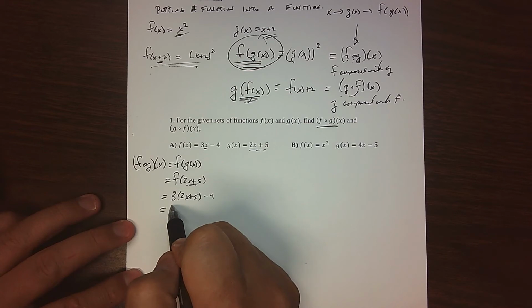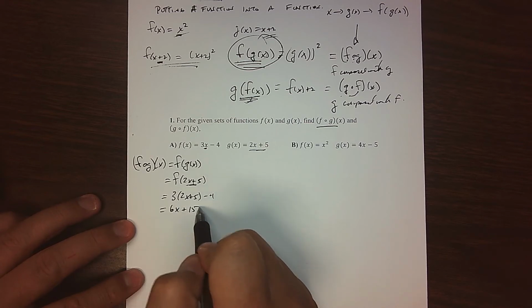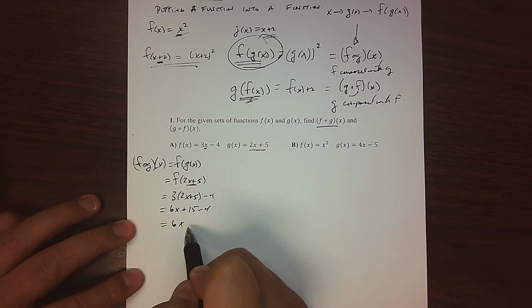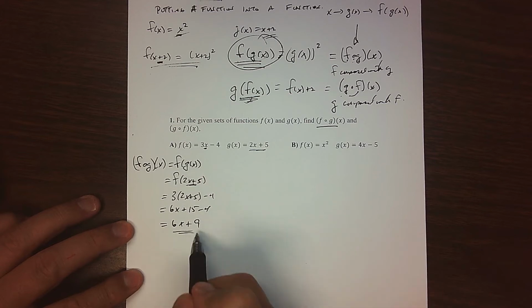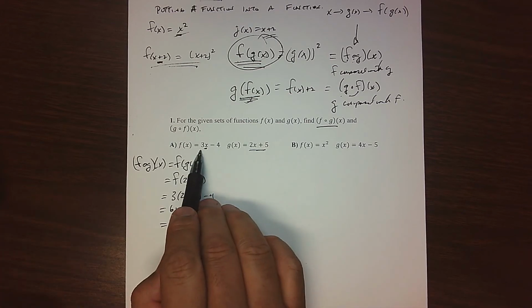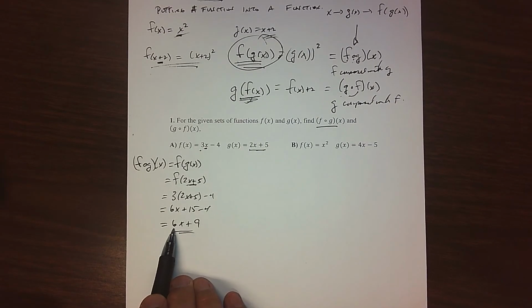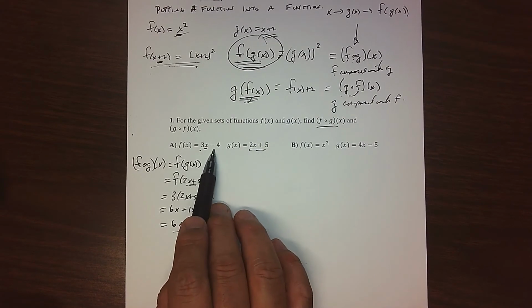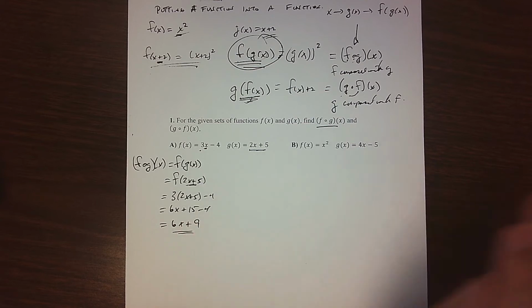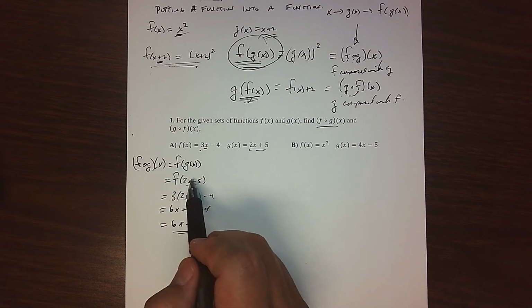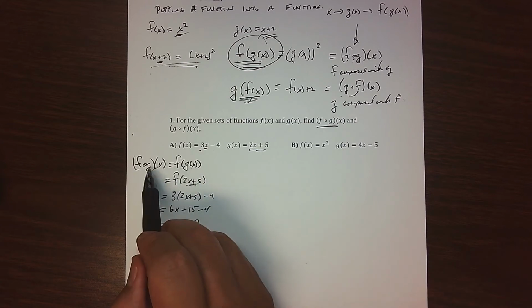And if we clean this up, we get 6x plus 9. Clearly a new function, right? This has a slope of 3. This has a slope of 2. My new function has a slope of 6. Even the intercepts are different, right? This has a y-intercept at (0, -4). This one has one at (0, 5). Our new one has one at (0, 9). And I created that by putting the function g into the function f.